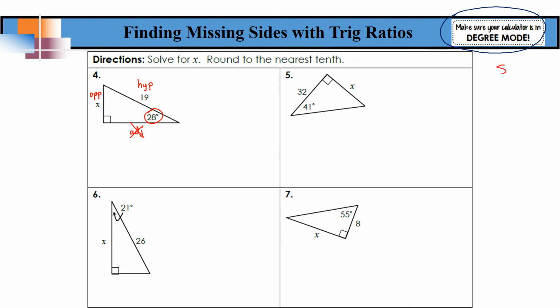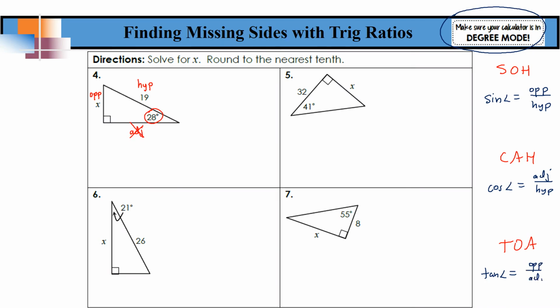Now remember, SOHCAHTOA. Remember what each of those means. SOH, or sine of an angle, equals the opposite side over the hypotenuse. CAH, or cosine of an angle, equals adjacent over hypotenuse, and TOA, or tangent of an angle, equals opposite over adjacent. As we look at the example given to us in number 4, we ask ourselves, what has been labeled?